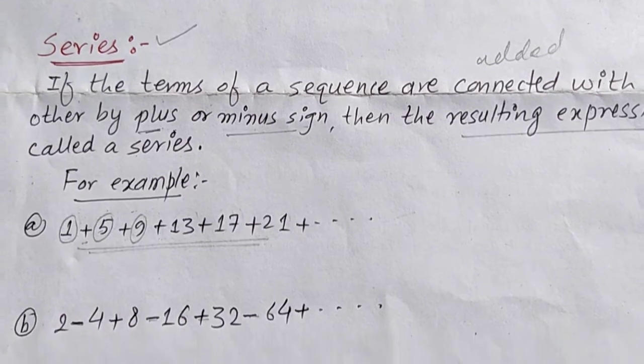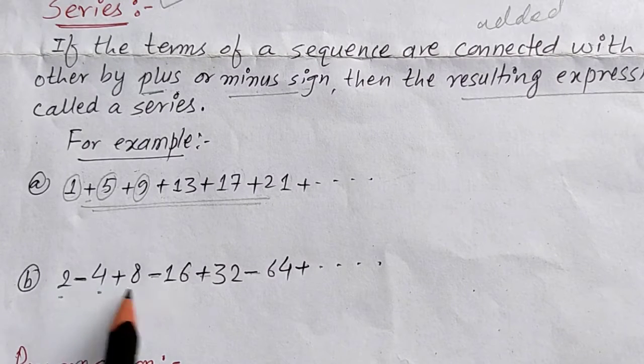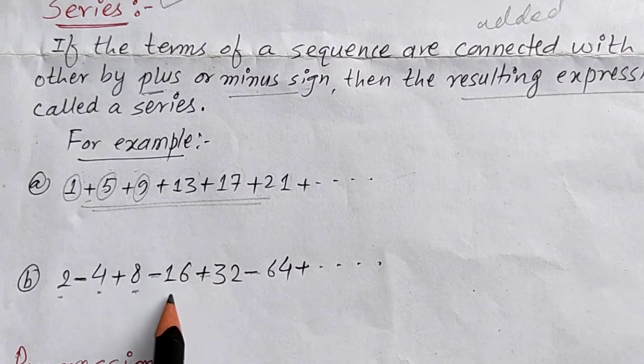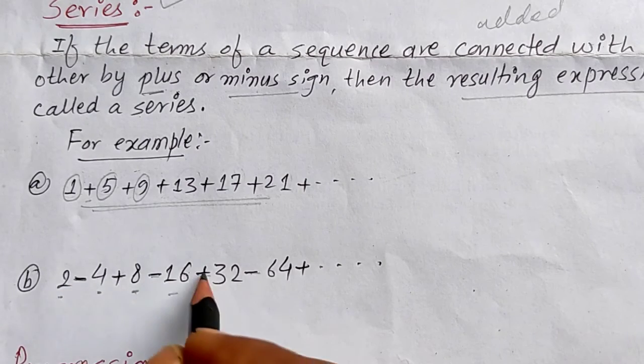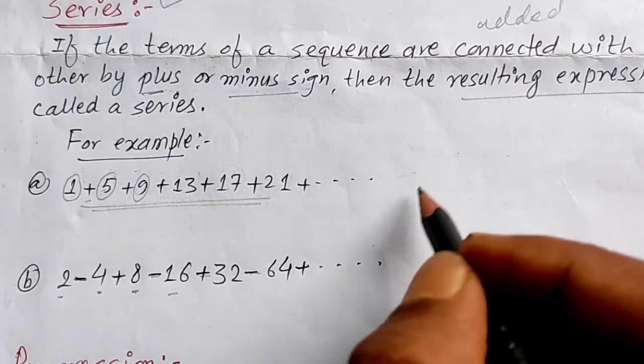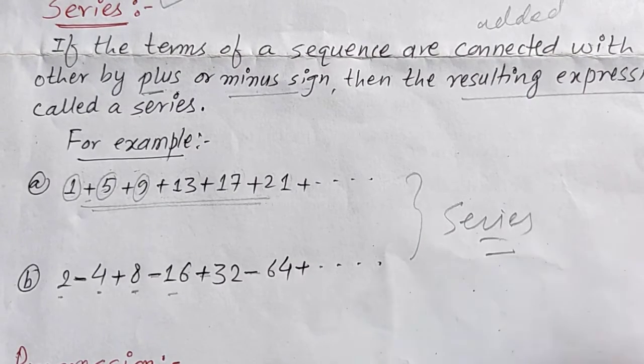Similarly, you can see another example. Here in example B, the first term is 2, the second term is 4, the third term is 8, and the fourth term is 16, and so on. And here it is minus, plus, minus, plus, minus, plus, and so on. Such expressions are said to be a series.